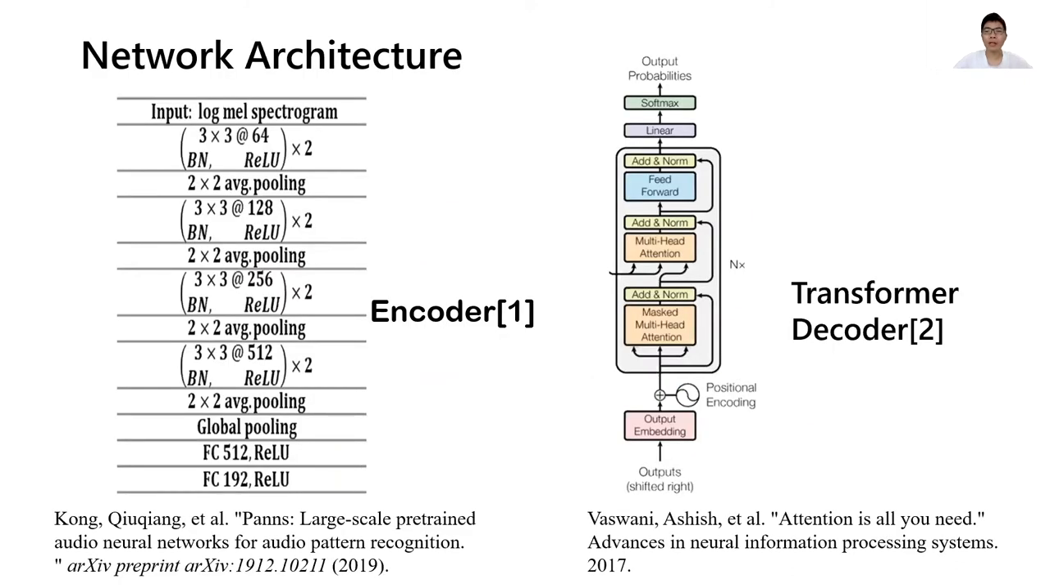This is the network architecture of the encoder and decoder. The encoder is a simple CNN which is used for feature extraction of the input spectrum. The encoder consists of four convolutional blocks, and an average pooling is added between each block. The feature vector is then averaged in the frequency dimension and converted to 192 dimensions by fully connected layers. The decoder is a standard transformer decoder, which is introduced in the paper "Attention Is All You Need". In our system, we use a two-layer transformer decoder with four attention heads.